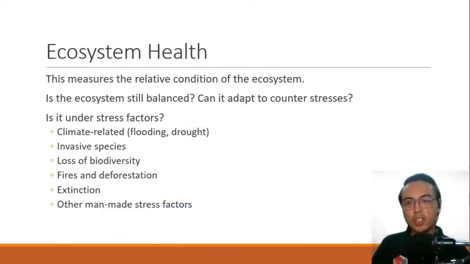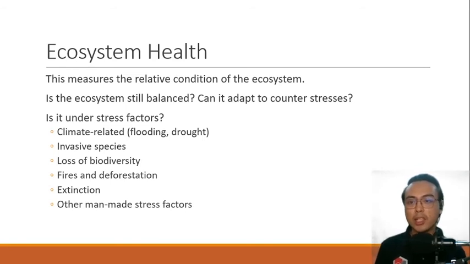Next, let's briefly discuss ecosystem health. Ecosystem health is simply the measure of the relative condition of the ecosystem. So is it still healthy or is it not? You can liken ecosystem health with human health. So if we are not healthy, you can tell that something's wrong, something is out of balance. That's the same with ecosystems.